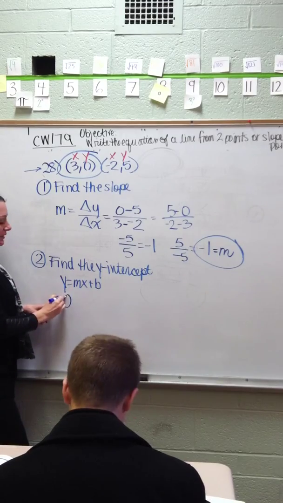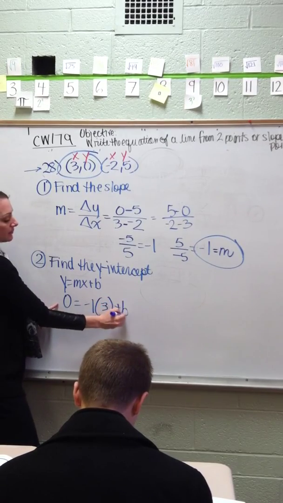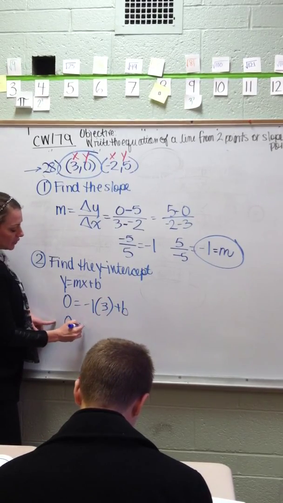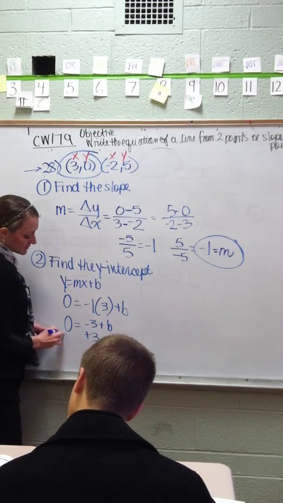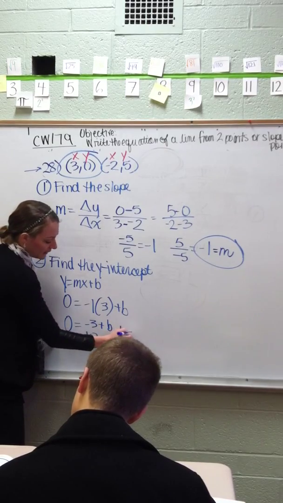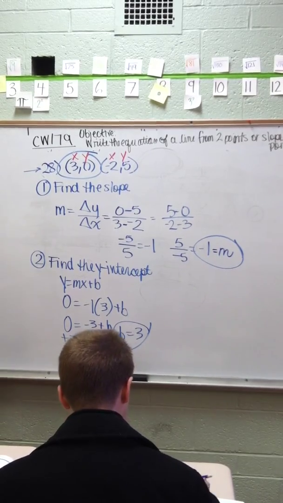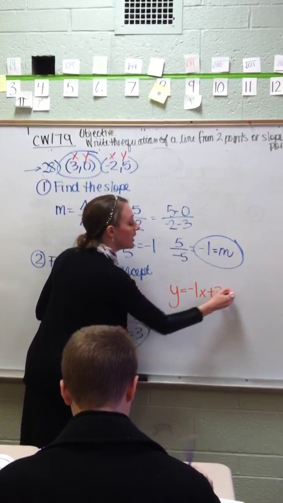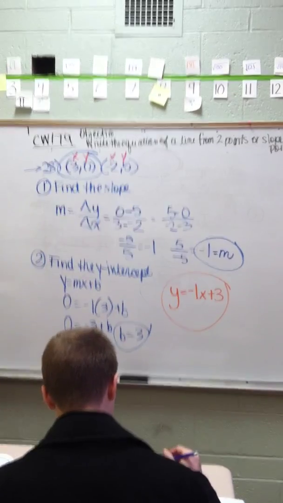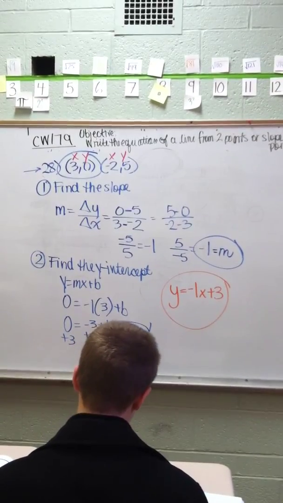So if y is 0, m is -1, x is 3 plus b. 0 is equal to -3 plus b. Add 3 to both sides. So b equals 3. What is the equation of my line? Y equals -x plus 3. Y equals -1x plus 3. Negative x is perfectly fine, but I want anybody who doesn't know where that -1 came from to know where it's going. So what's the answer? Orange.